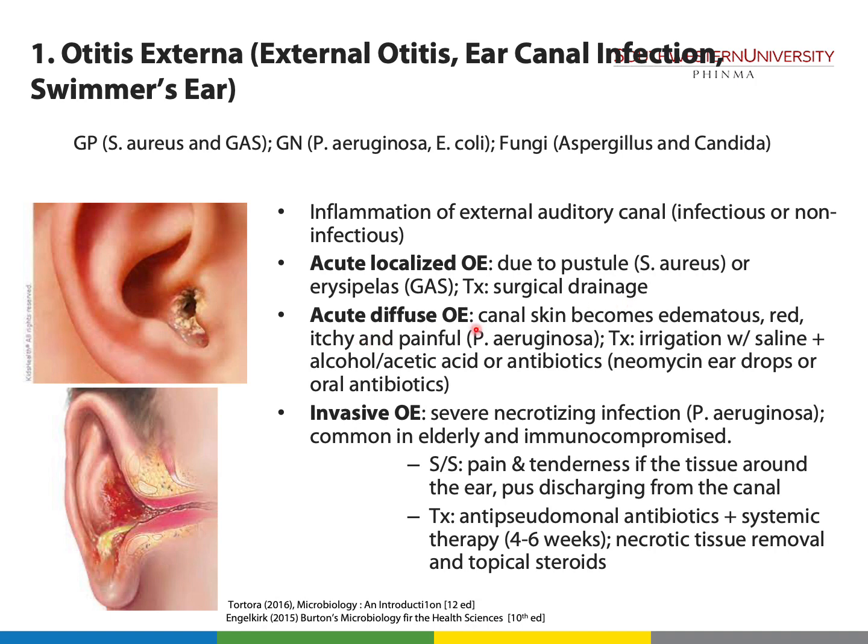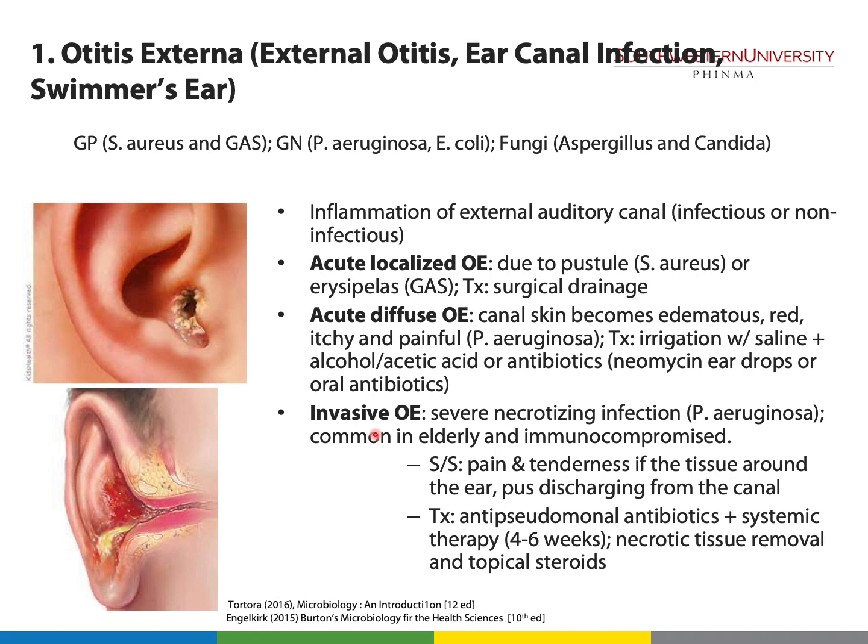For acute diffuse otitis externa, the canal skin becomes erythematous, red, itchy, and painful, and the most common causative agent is Pseudomonas aeruginosa. So the treatment and management for acute diffuse otitis externa is irrigation with saline plus alcohol or acetic acid, or antibiotics like neomycin eardrops or oral antibiotics.